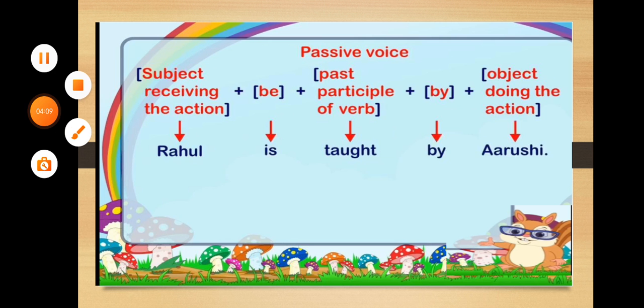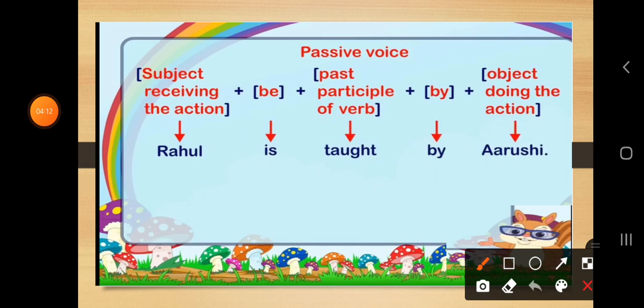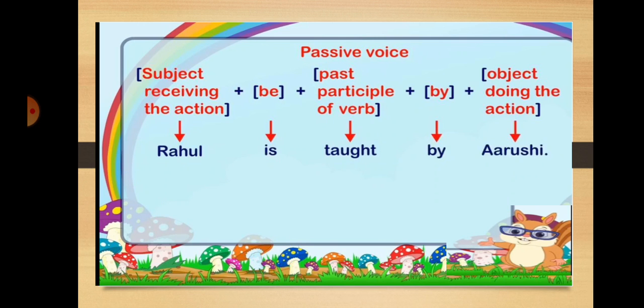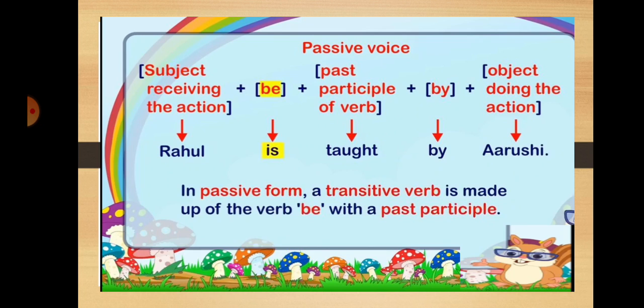Let's repeat this. Arushi teaches Rahul. So Rahul will come on the first place because he is subject here in the passive voice. Then we will add helping verb. Then third form of verb. Then by, and after that the subject of active voice. I hope you understand. In passive form, our transitive verb is made up of the verb be with the past participle. Here be is being replaced by is.